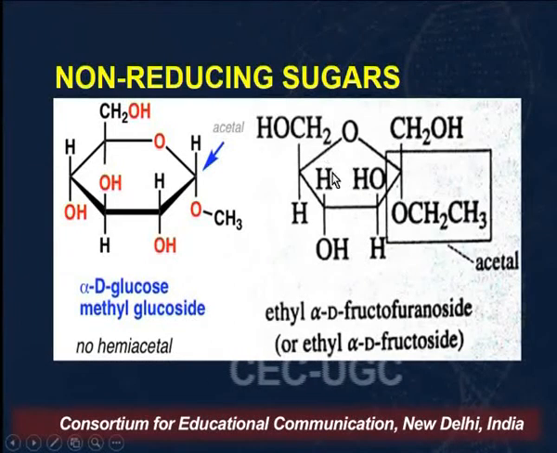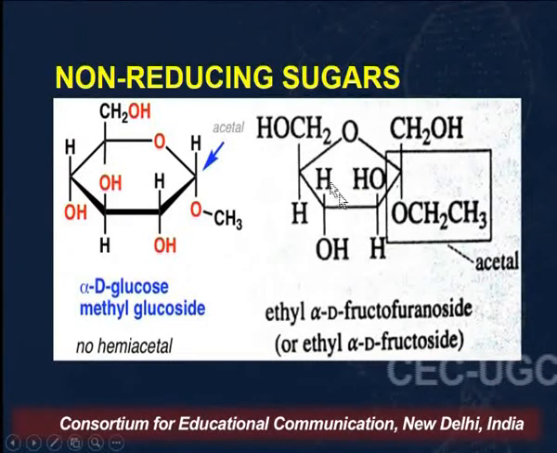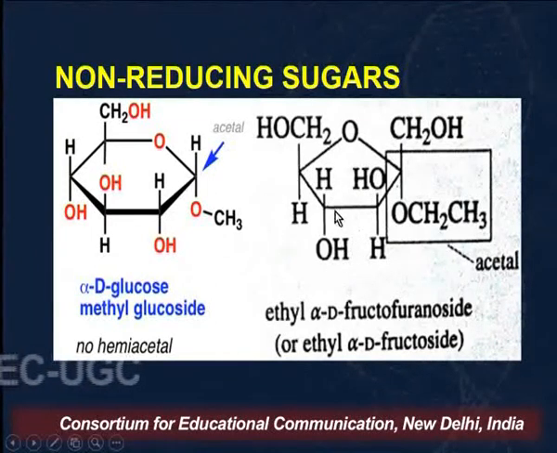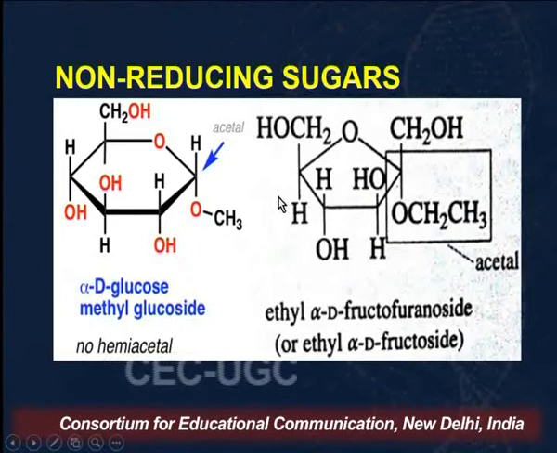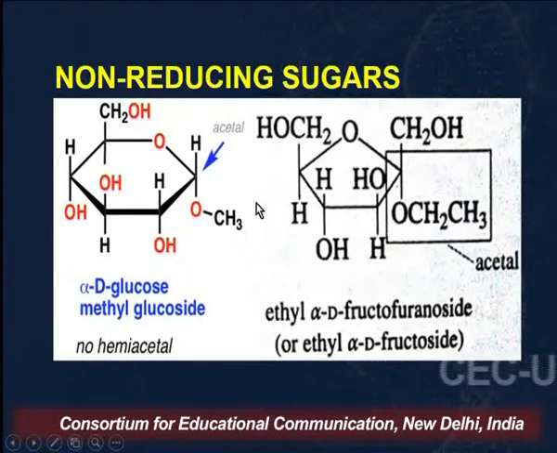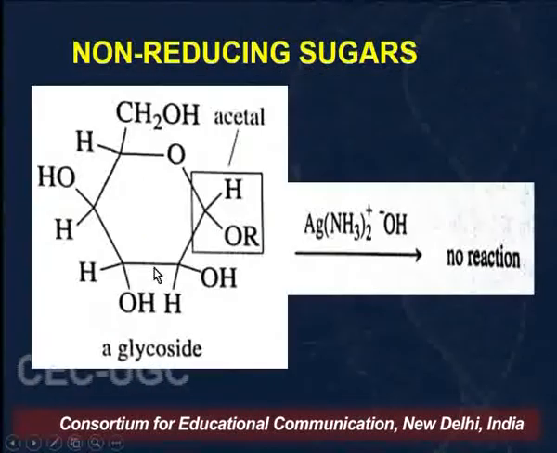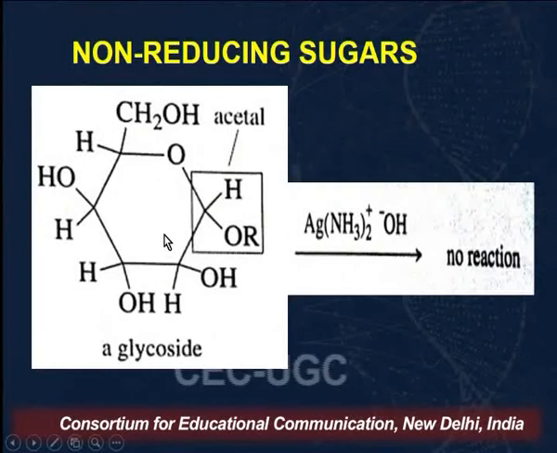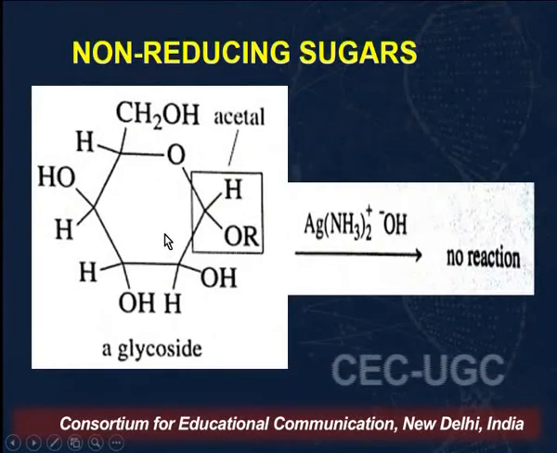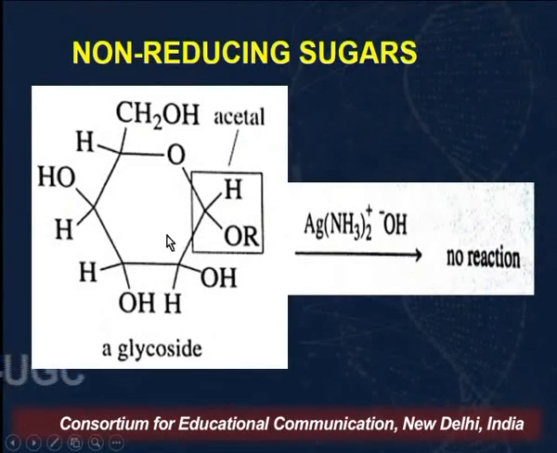Please do not get confused. You are not going to look at this H and this OH, or this H and OH on any other carbon. What you have to see is whether the anomeric carbon is existing as a hemiacetal or a ketal. If it is existing as a hemiacetal, it will give us a positive test. It will act as a reducing agent. But if it is existing as an acetal, it will not give a positive test. It will not act as a reducing agent.